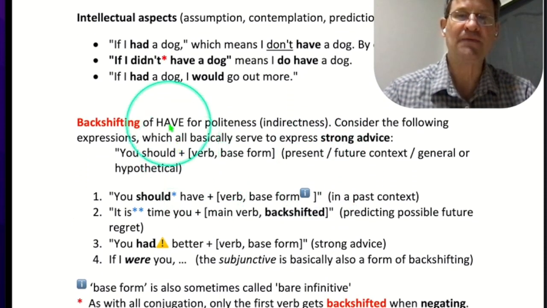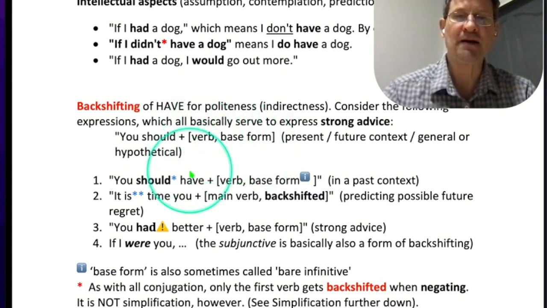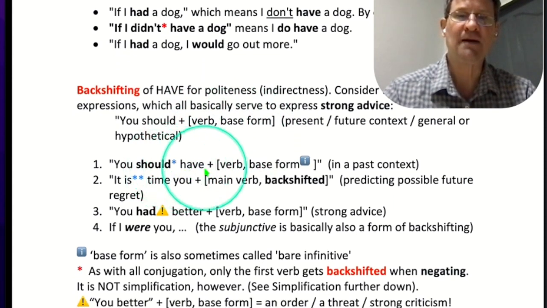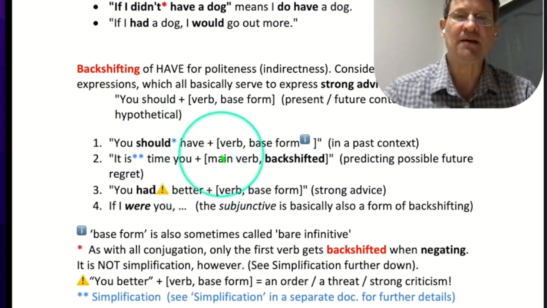Backshifting of have for politeness, consider the following. You should have, or you should do something. And if you add have, you should have done something. So here you have a past context with have, again, irrealis, it's hypothetical.